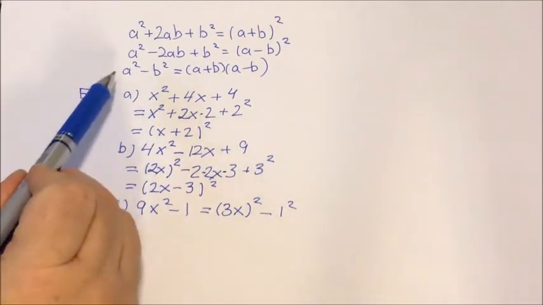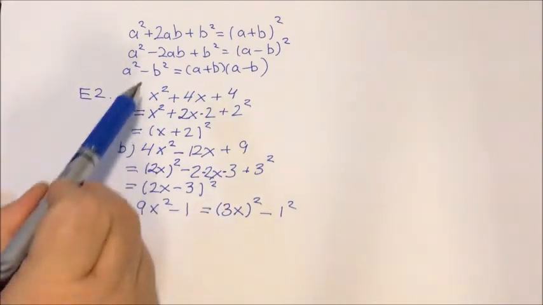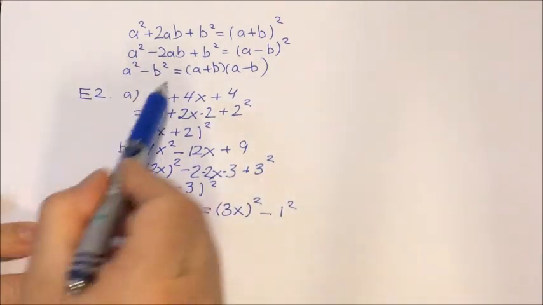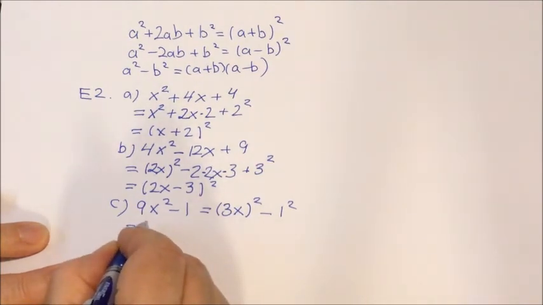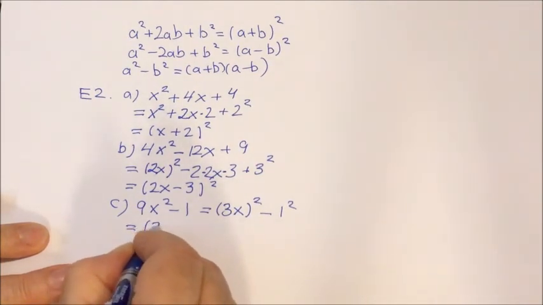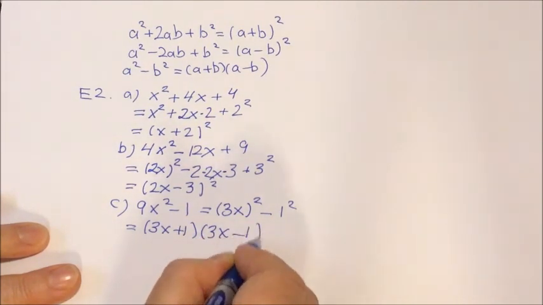Now this is exactly of the same form as here. Instead of a we have 3x, instead of b we have 1. We can apply this rule, so when factorized this is (3x plus 1) times (3x minus 1).